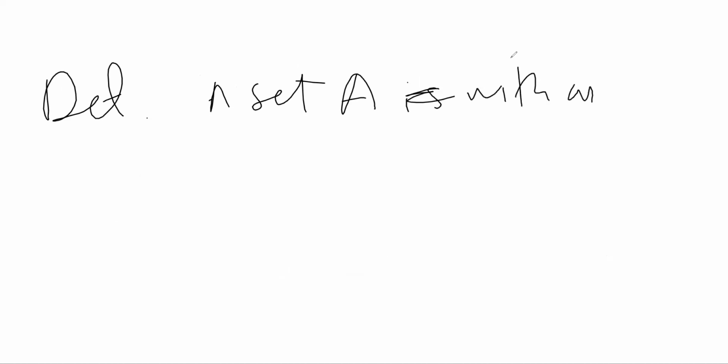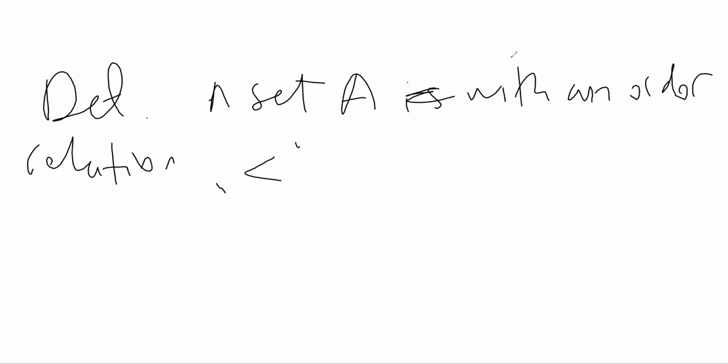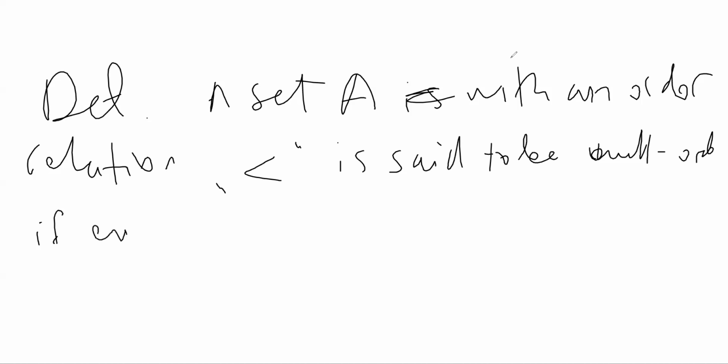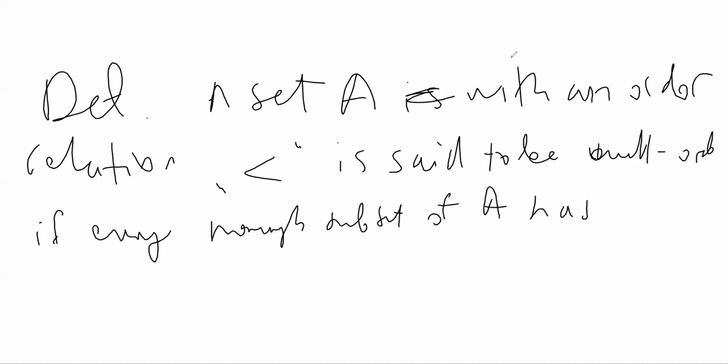Definition. A set A with an order relation is said to be well ordered if every non-empty subset of A has a smallest element.